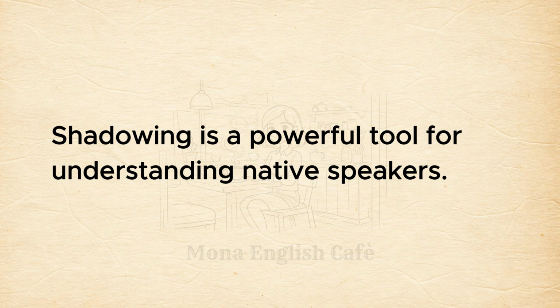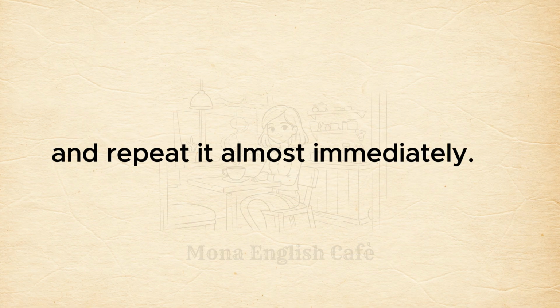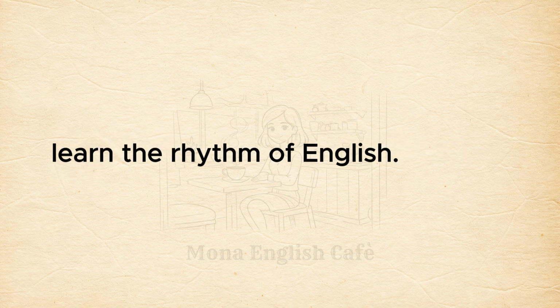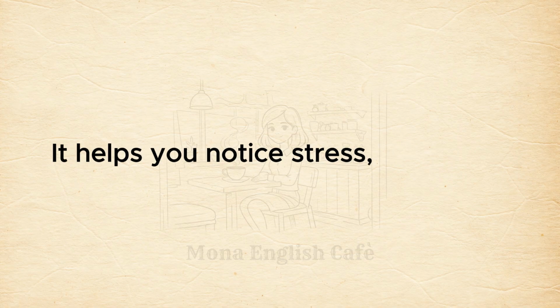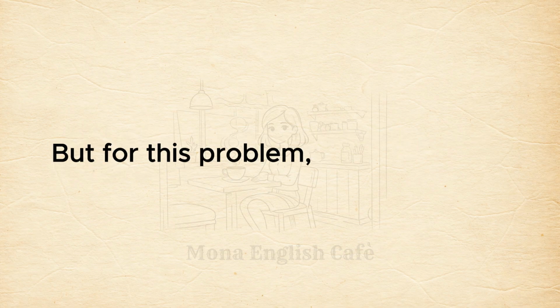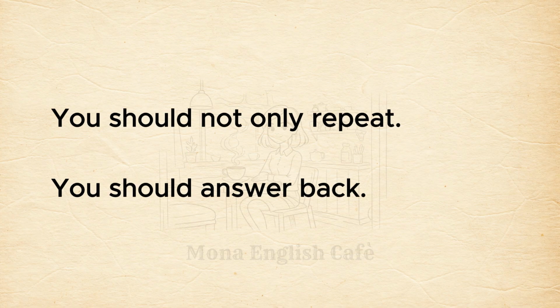Shadowing is a powerful tool for understanding native speakers. You listen to a short sentence and repeat it almost immediately. This helps your mouth, ears, and brain learn the rhythm of English. It helps you notice stress, connected speech, intonation, and sentence flow. But for this problem, shadowing needs one more step. You should not only repeat, you should answer back.